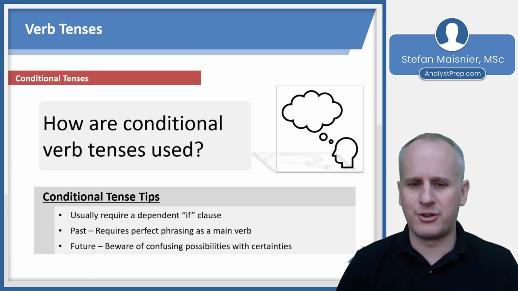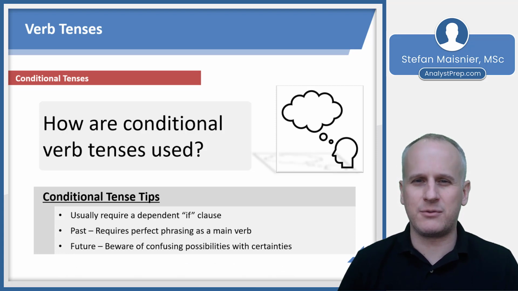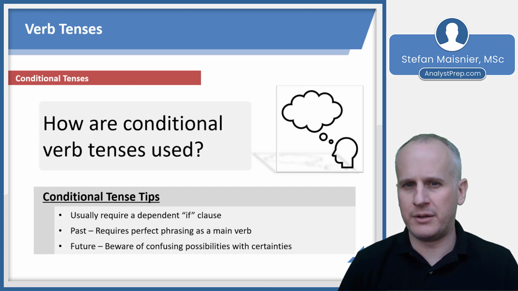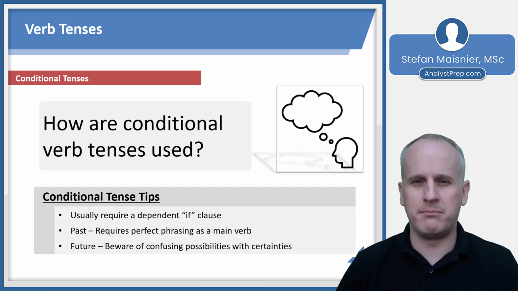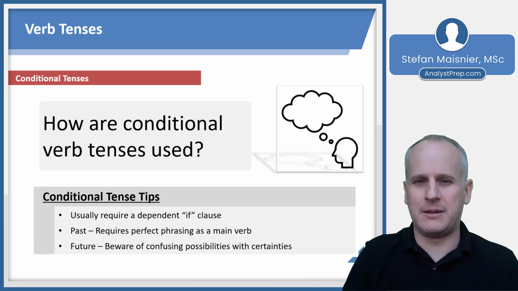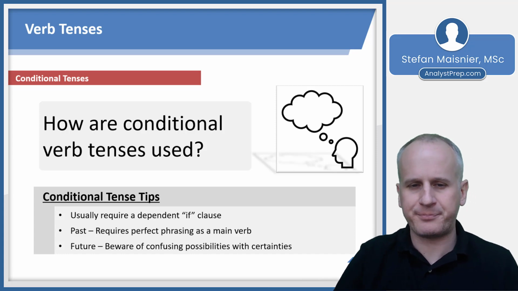In our future conditionals, you just have to be careful of confusing possibilities with certainties, because you can't say, if this were to occur, I will do it. It's actually, I would do it, because the would says that it's dependent on said conditional.